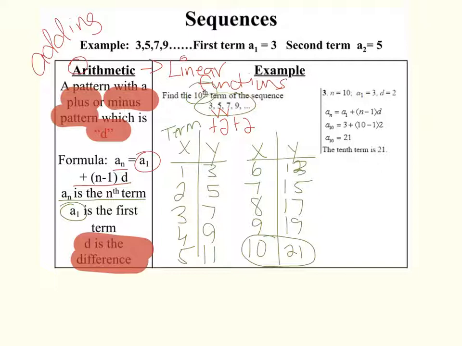Now as you look over here to the right, here's how you would solve that same type of problem. A sub 1 equals 3, d equals 2, and I would plug it into my formula. My a sub 1 is 3, plus my n, what I'm looking for, is 10, minus 1 is part of my formula, times 2. And when you type this all into your calculator, you get 21.